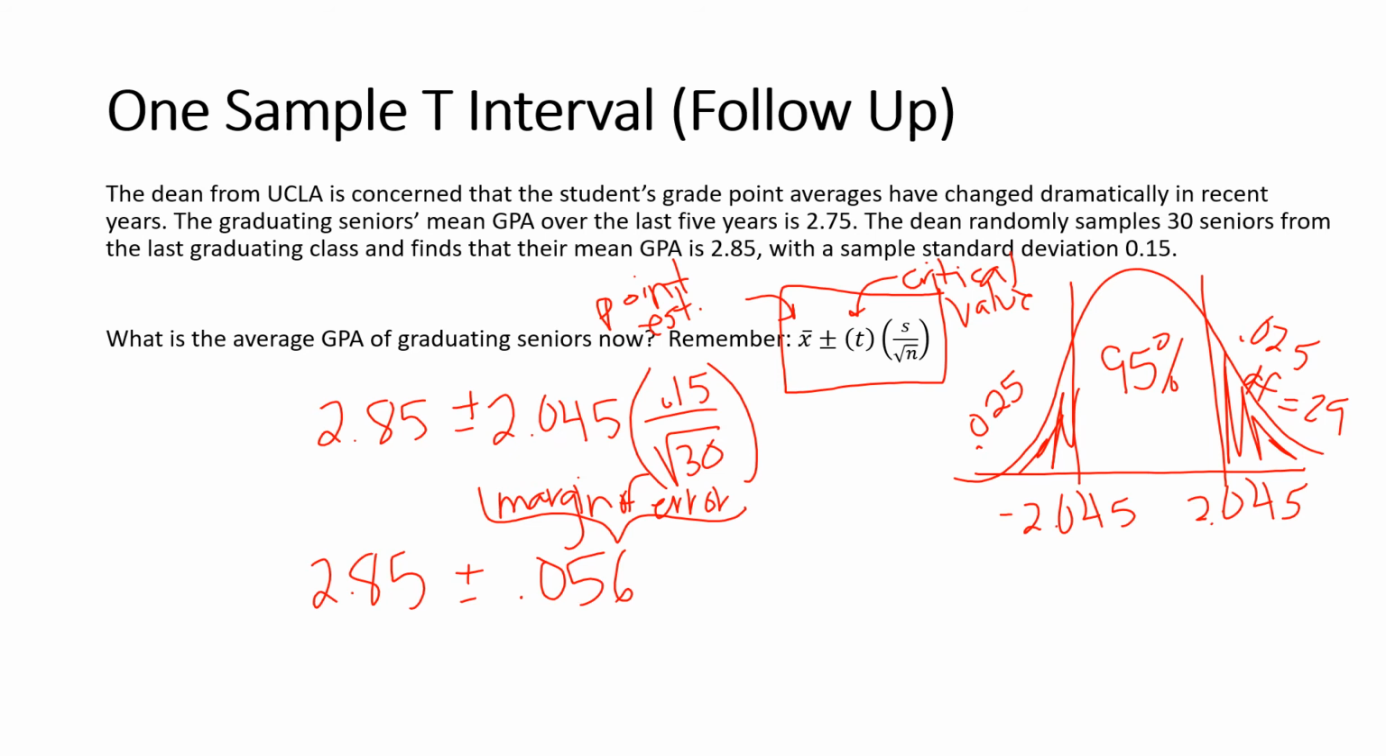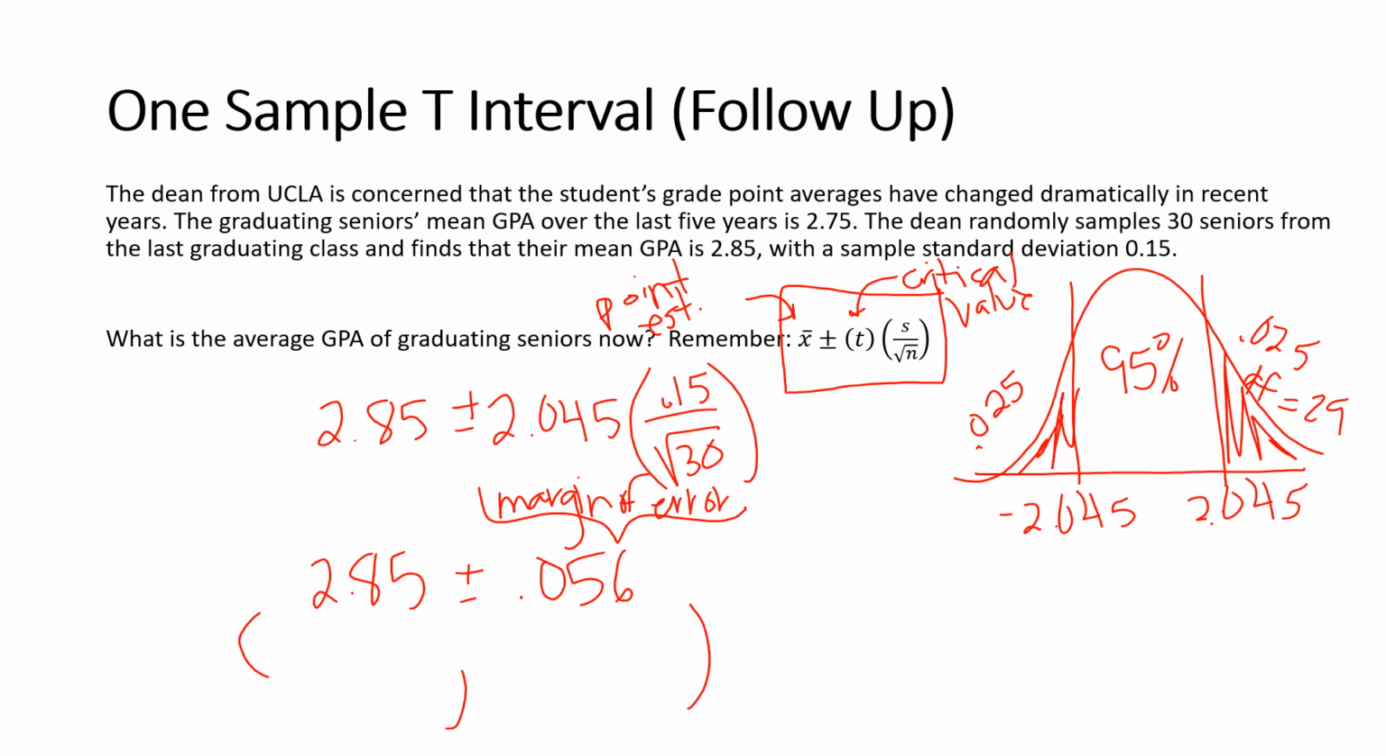So we have a sample of people, their mean is 2.85, but we know that's probably not exactly what it is for all of the seniors that graduate from UCLA. So you calculate this margin of error, which gives you some space around that point estimate so that you can get an interval to contain the true GPA.